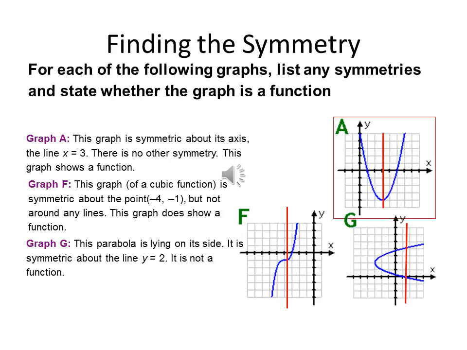Okay, let's see, finding the symmetry. This is more about procedures. For each of the following graphs, list any symmetries and state whether the graph is a function. The way that we can determine if a graph is a function is to run a vertical line test on the graph. Okay, let's start with graph A.